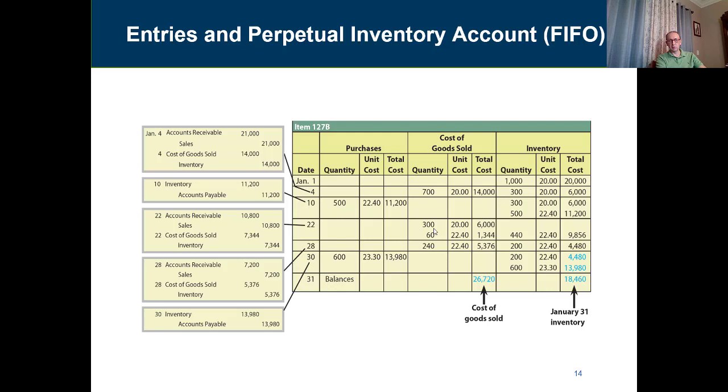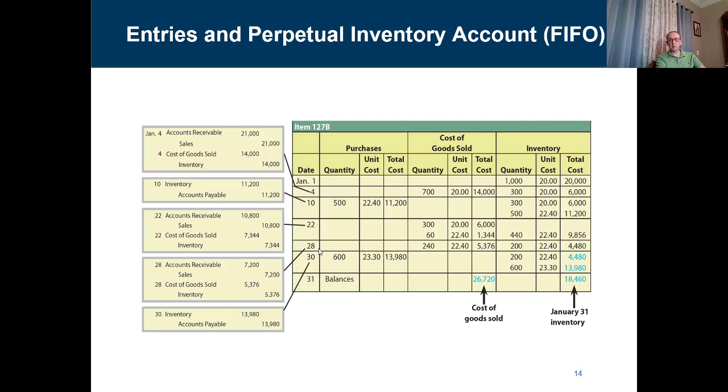So for the cost of goods sold calculation, we took 300, which is these 300s here. We multiplied by 20 because that was the original cost, and that would give us $6,000. But remember, we sold 360, so we need to take another 60 from the newer batch, from the 500 units. So 60 at 22.40, and that would be 1,344. So this batch is gone. We are left with the 500, but we took 60 out of it, so we were left with 440. Multiply by 22.40, and that would be a total of 9,856.